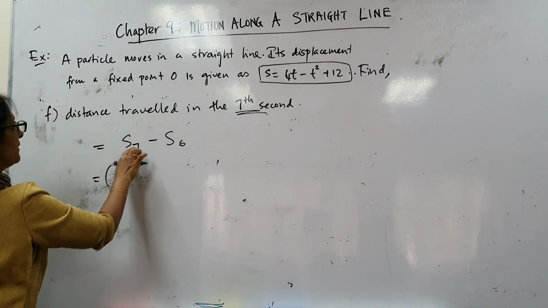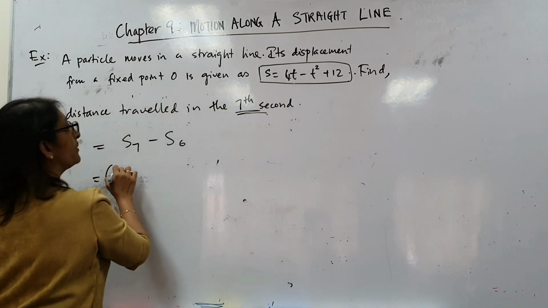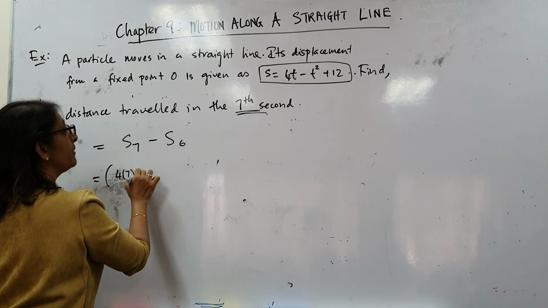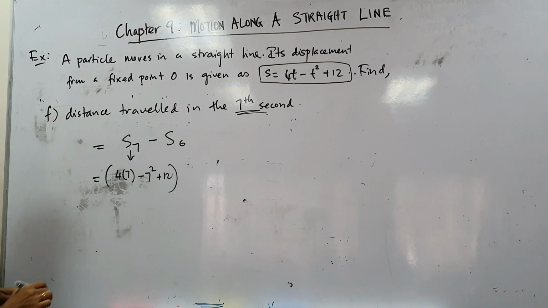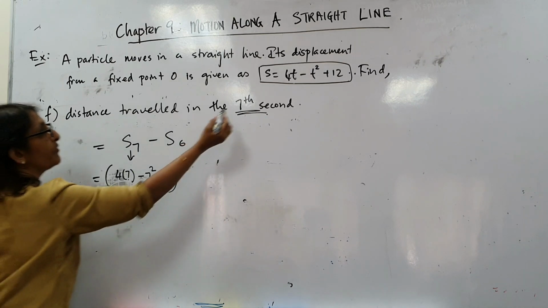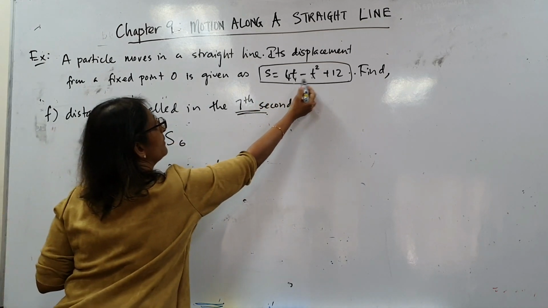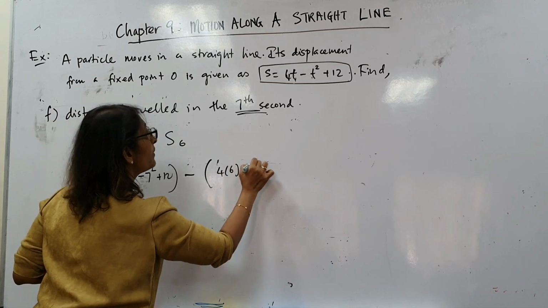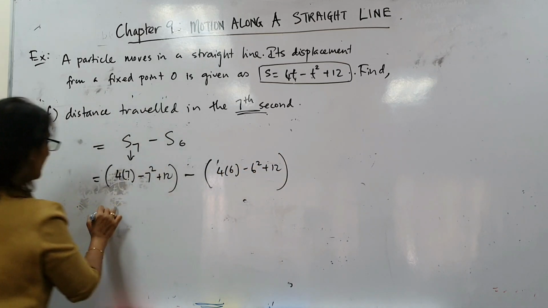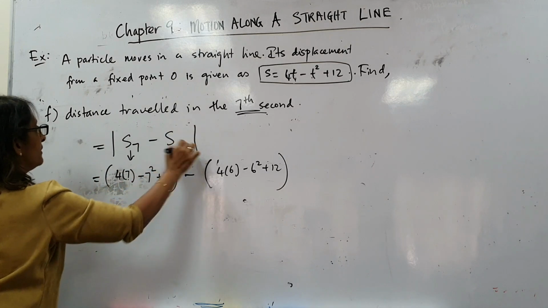And this is simple. S7 means you substitute all the t with 7. So you get 4 times 7 minus 7 squared plus 12. This is S7. And S6, you substitute the t's with 6. So you get 4 times 6 minus 6 squared plus 12. You calculate this. Yeah, I forgot something. You have to put modulus here.